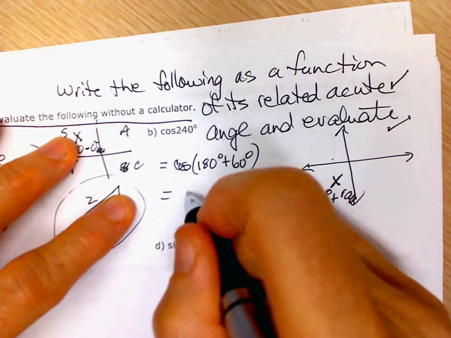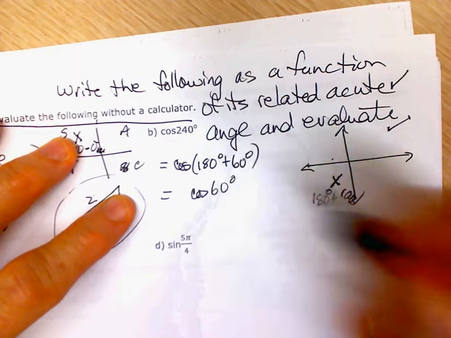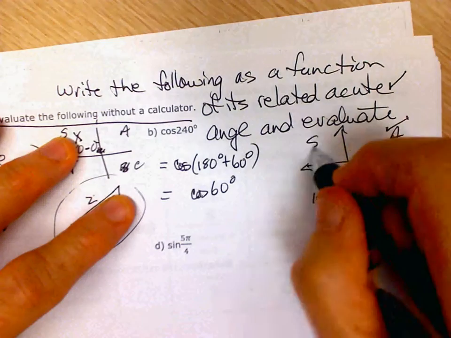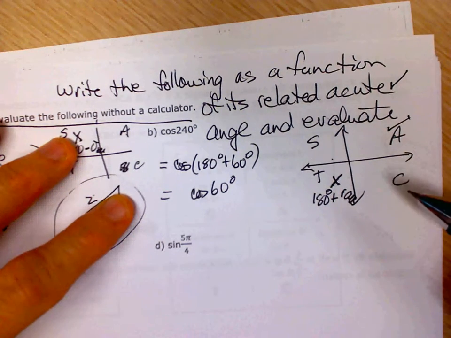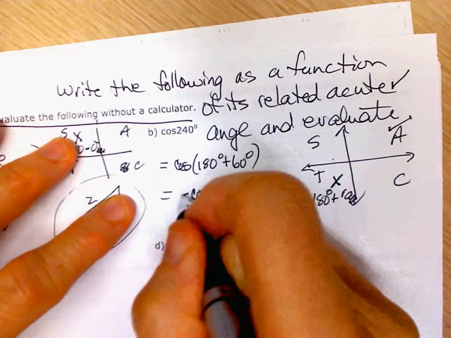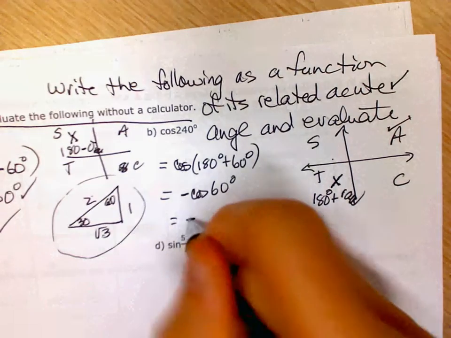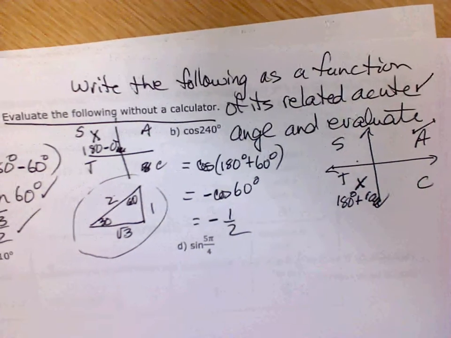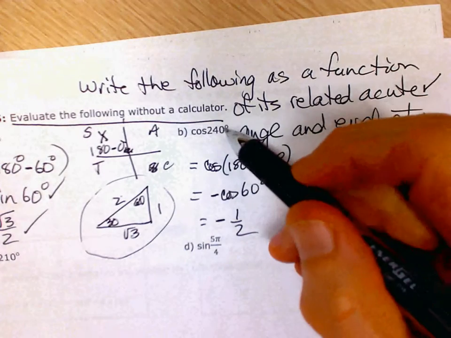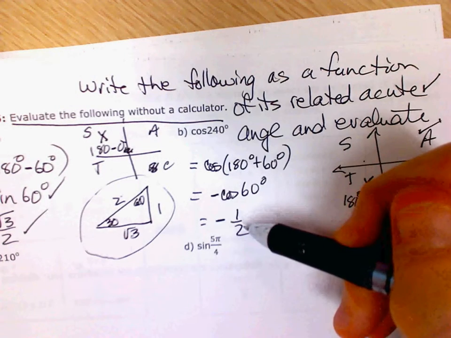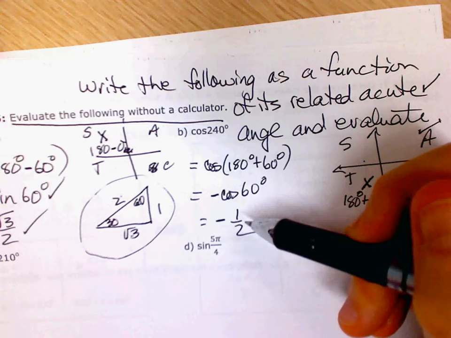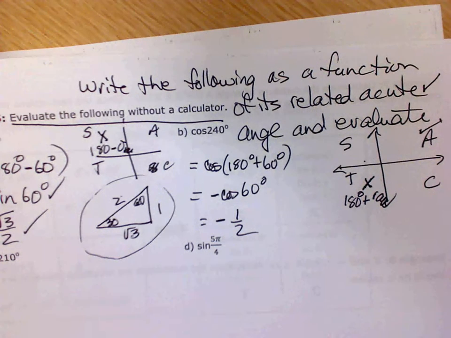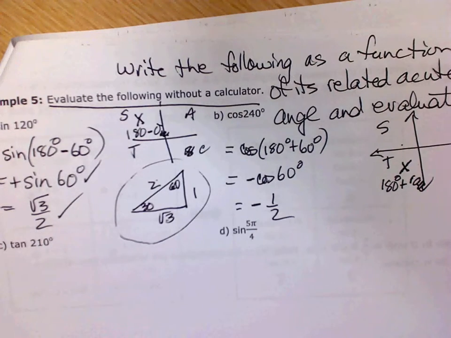Using the CAST rule, will this cosine be positive or negative? It will be negative. And what is negative cos of 60 degrees? So the cosine of 240 is negative 1/2. Yes? Was that a question? Okay. You have a, it's good? Okay. Yes. Question.